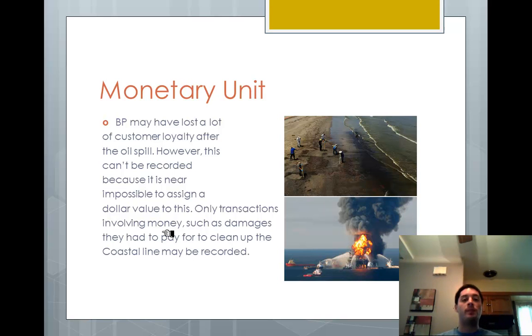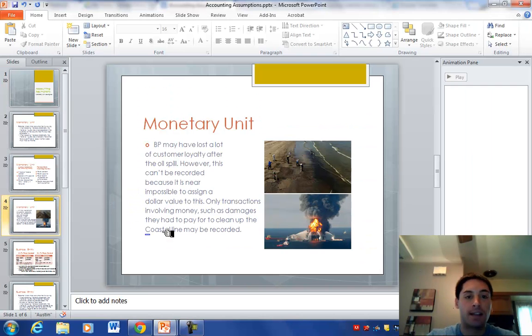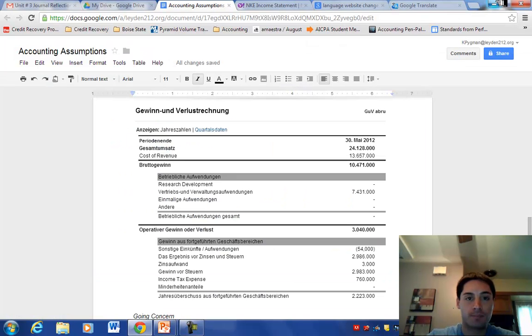However, under law, BP had to pay for all the cleanup. So the money BP had to spend to clean up the beaches, to clean up the water, to give people claims on damages that the oil spill caused, that directly involves money, cash that they lost. So that is going to be recorded in the financial statements. So again, the second assumption is called monetary unit.